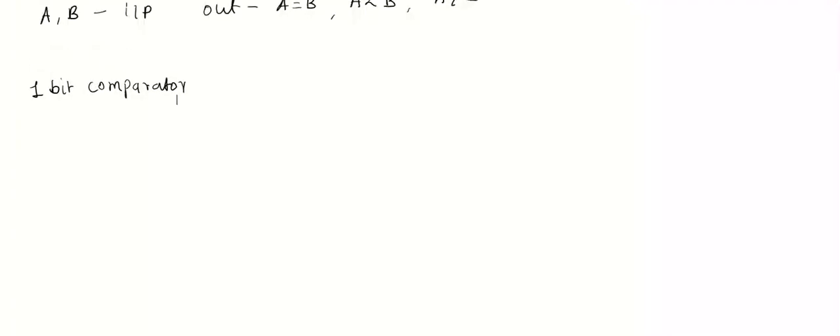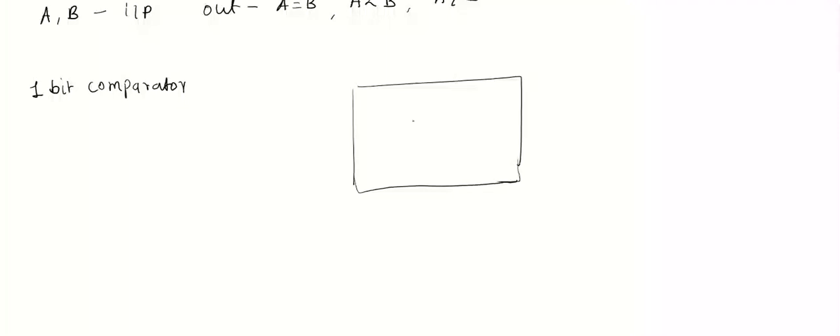Now let's see the 1-bit comparator. In the 1-bit comparator, the inputs A and B are 1 bit in size. We give 1-bit input values to the comparator, and the comparator performs the comparison operation and gives the outputs in the form of A equal to B, A less than B, or A greater than B. Now this is the block diagram of the comparator.